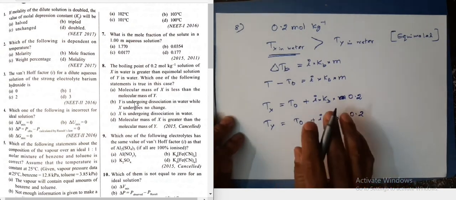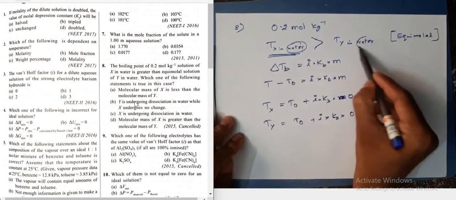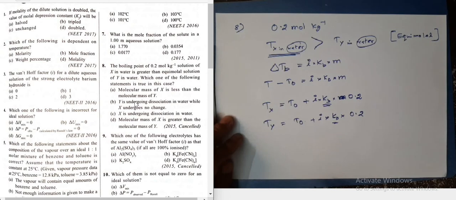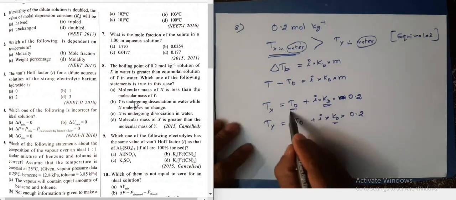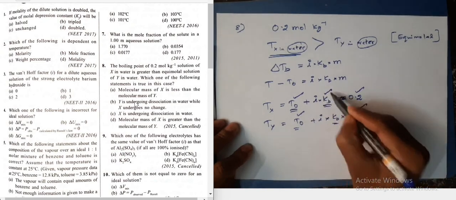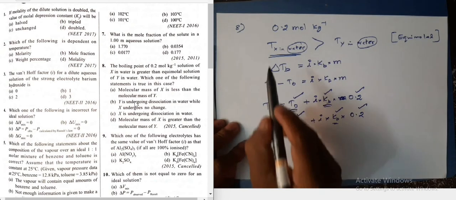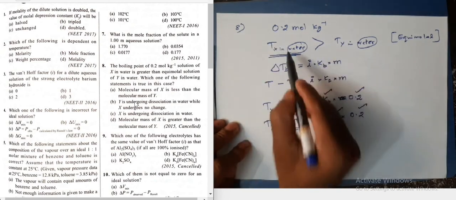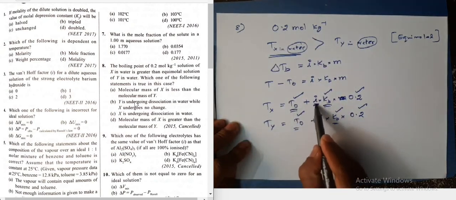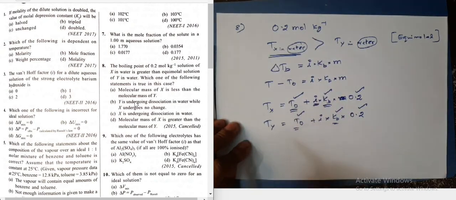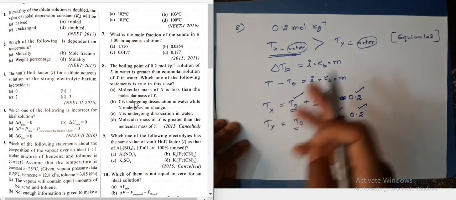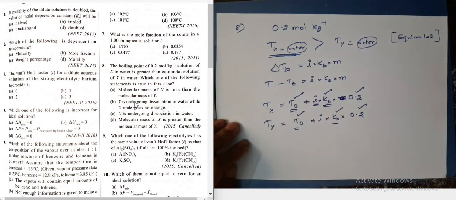For both the cases, the solvent is water. Here also water, here also water. Therefore, KB is also the same, and T naught is also the same. The molalities are the same, and KB values are also the same. So for Tx to be greater than Ty, i must be greater for X compared to Y. For i to be greater, that means X should undergo more dissociation compared to Y.